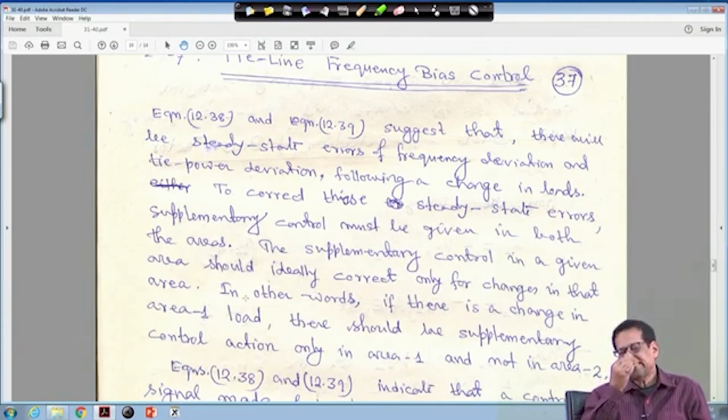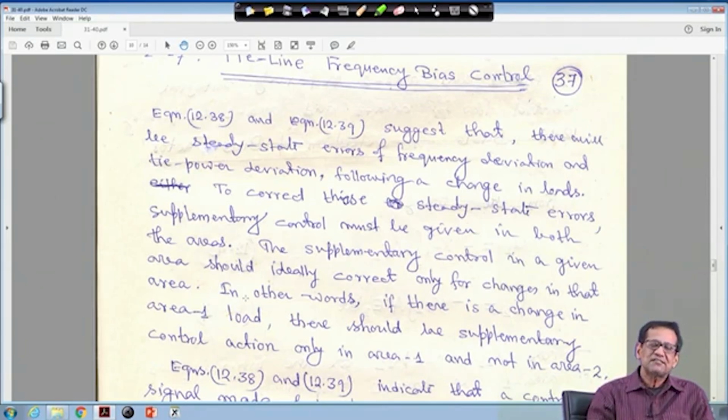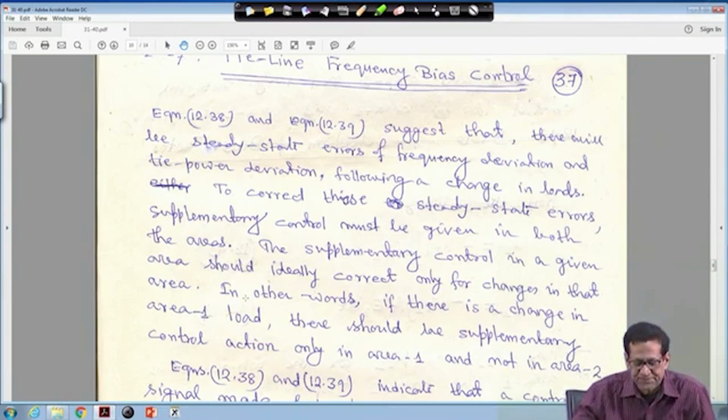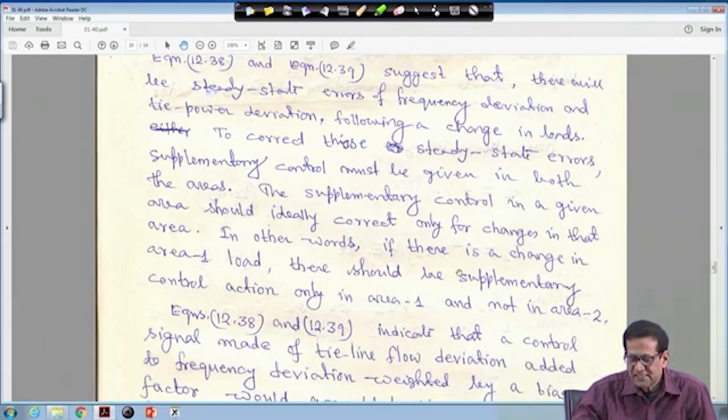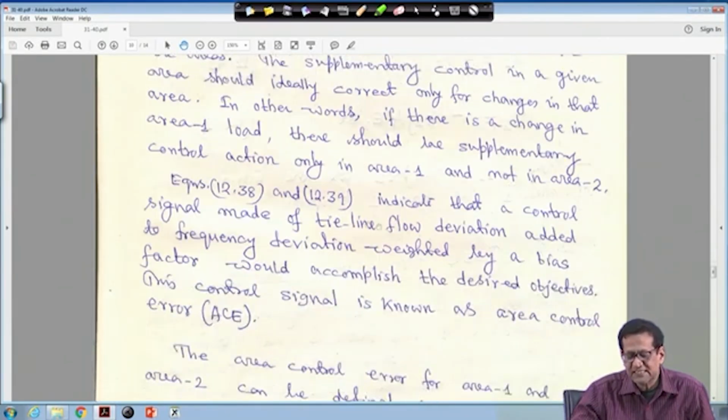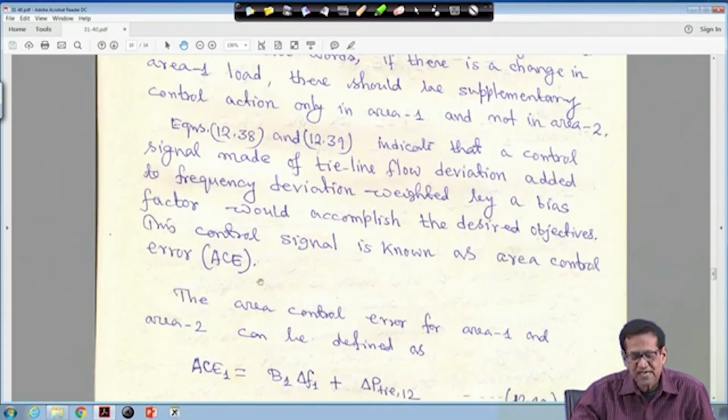Suppose you have an integral controller in area 1 and area 2. If there is a load disturbance in area 1, then the controller in area 1 must correct the frequency deviation of its own area. In other words, if there is a change in area 1 load, there should be supplementary control action only in area 1 and not in area 2. Therefore, equations 38 and 39 indicate that a control signal made of tie line flow deviation added to frequency deviation weighted by a bias factor would accomplish the desired objective. This control signal is known as area control error.